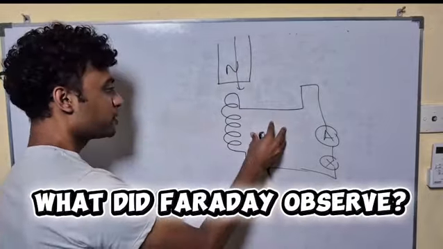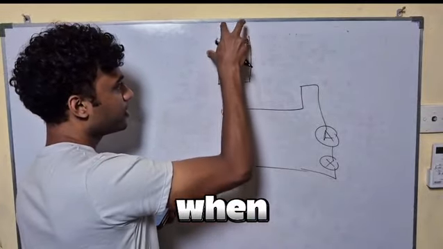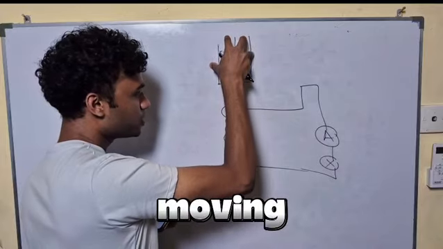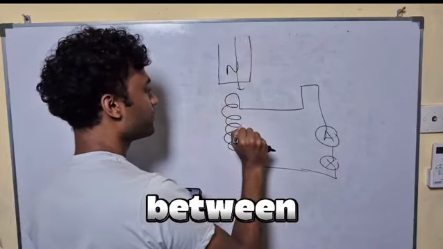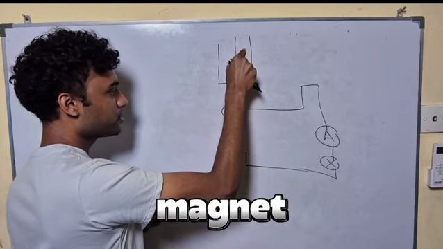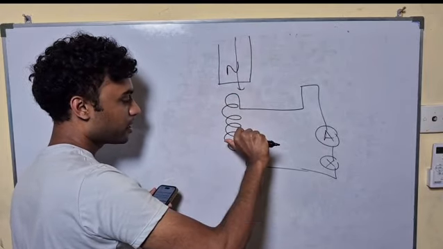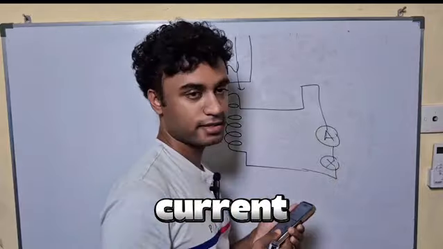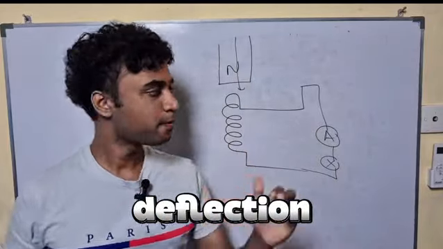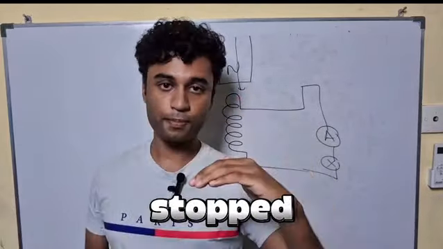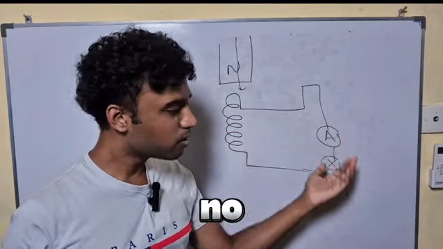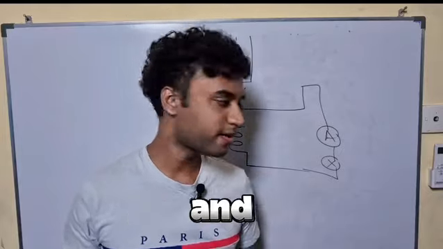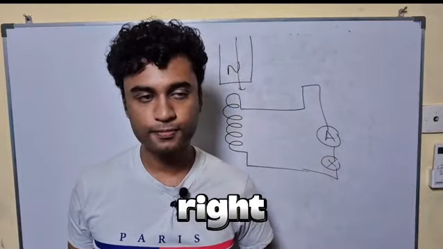Now, what Faraday observed was, when the bar magnet was moving towards this circuit, when there was relative motion between the bar magnet and the circuit, he observed that there was a current, a deflection. But the moment the bar magnet stopped moving and there was no relative motion, there was no current observed and there was no light bulb lighting, right?